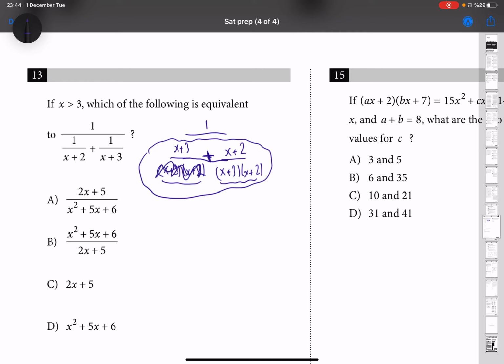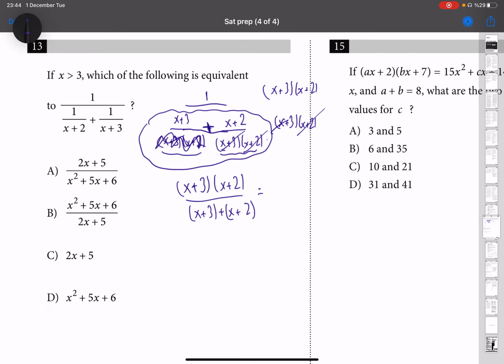So let's multiply both numerator and denominator with x plus 3 times x plus 2. So these guys have cancelled. So we are only left with x plus 3 times x plus 2 divided by x plus 3 plus x plus 2. So let's analyze the choices. Not correct, and this is our answer.